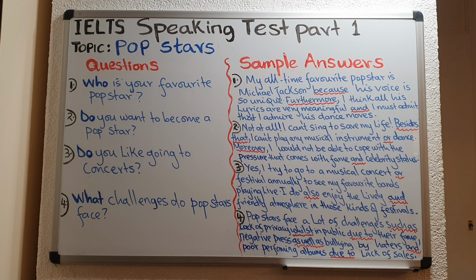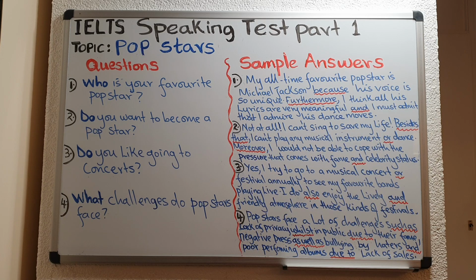The second point is that they have to deal with negative press. So a lot of newspapers and magazines will write stories that are not true about pop stars. So that is another problem that they face. The third problem is bullying. They get bullied by haters or trolls online, for example.